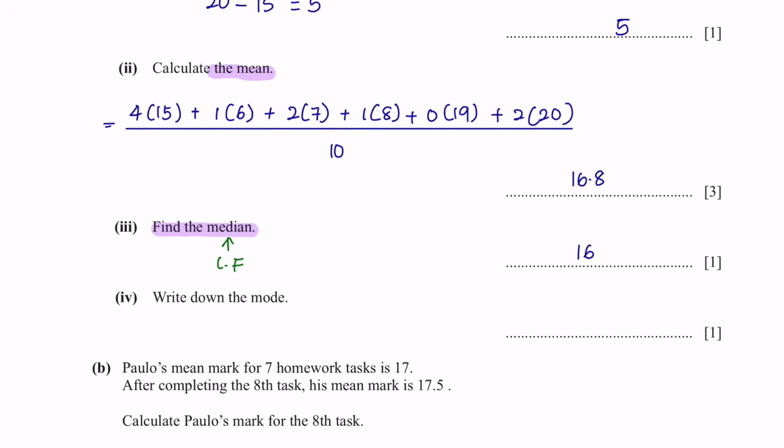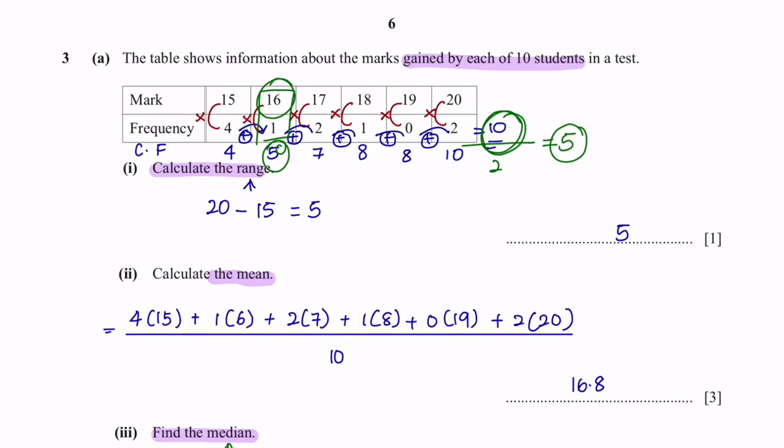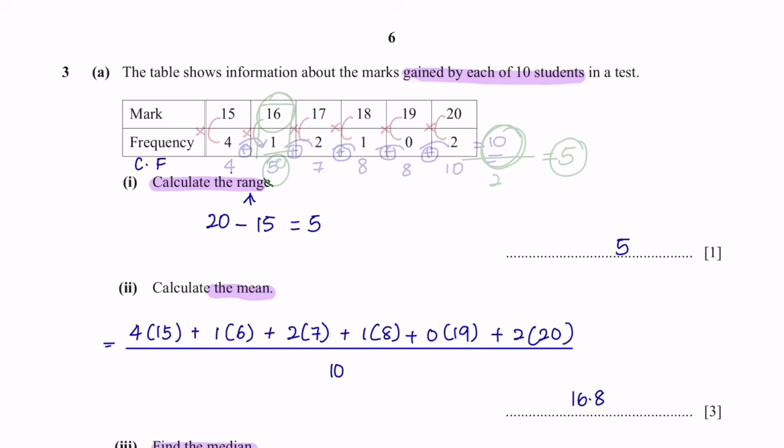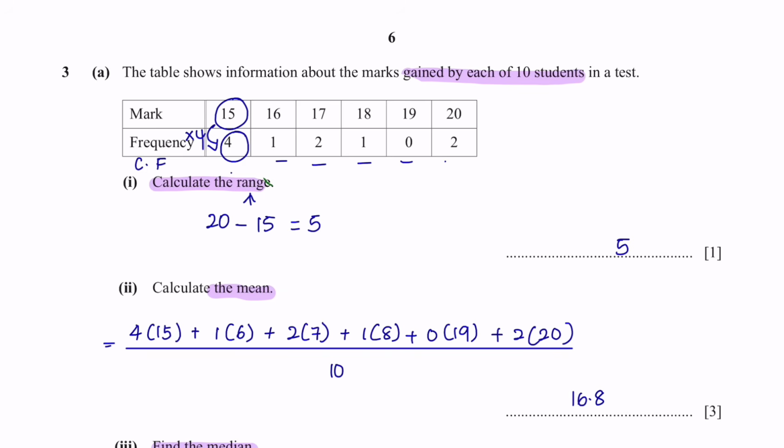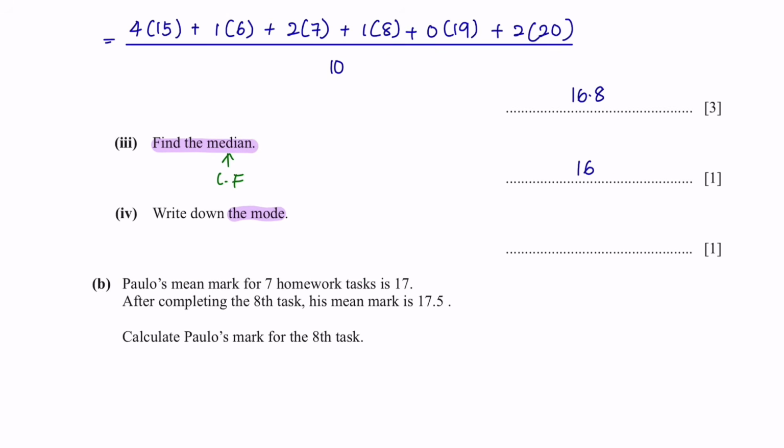Next, part 4, write down the mode. The mode is the mark which is being repeated the most. The highest frequency here is 4, which means that the mark of 15 is being repeated 4 times, which is the most among the others. So that here will be the mode, 15.